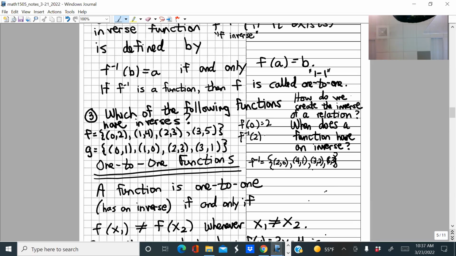Shoot, well, let me just draw it with the mouse here for a second. So f inverse of 2 is equal to 0. Okay, right? So the x's and the y's there have just been flipped. There we go.